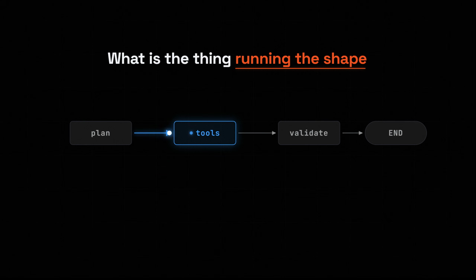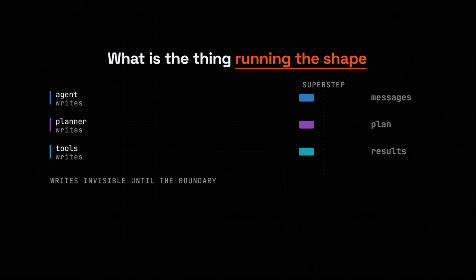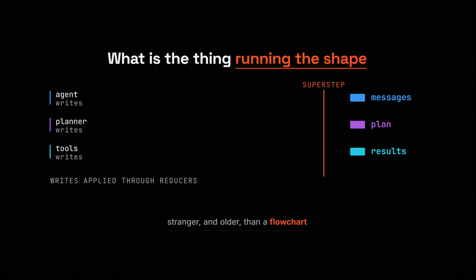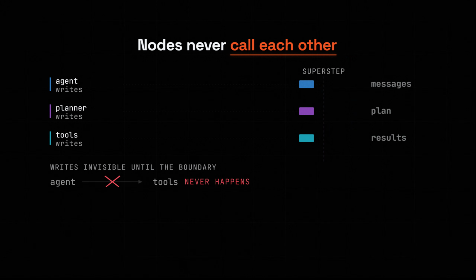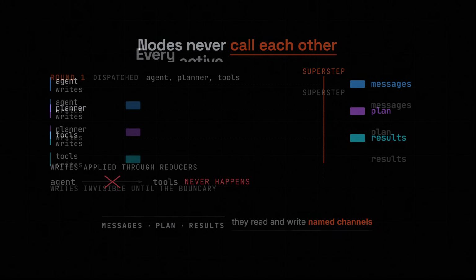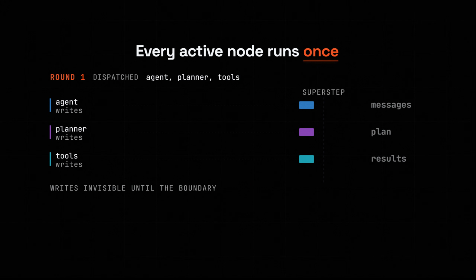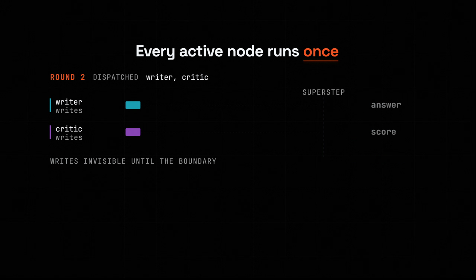Therefore, the interesting question stops being which shape you prefer. It becomes what the thing running the shape is doing for you, and what it is doing underneath is stranger and older than a flowchart. Your nodes never call each other. They read named channels, and they write named channels, and the runtime moves the whole graph forward in rounds that it calls supersteps. Inside a superstep, every active node runs once, and its writes stay invisible to the others. At the boundary, the runtime applies them all through their reducers, works out whose inputs changed, and dispatches that set next.